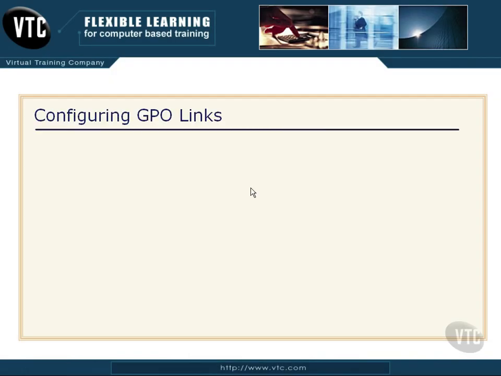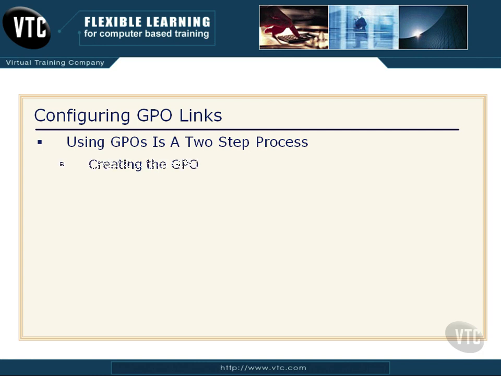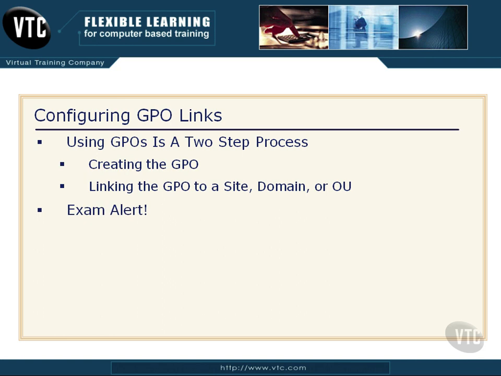Welcome to Configuring GPO Links. In this video, I want to show you how to create a GPO and link it to an object, and understand this really is a two-step process. We're going to create the group policy object, and then we'll link it to a site, domain, or OU. Now, the way you do it in the Group Policy Management console looks like a one-step process, but really most of the time it's two.